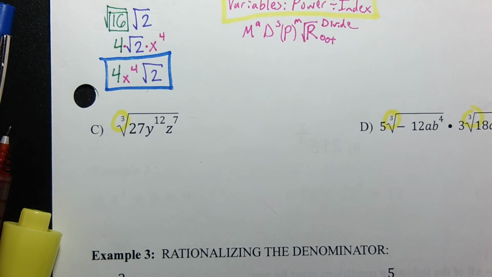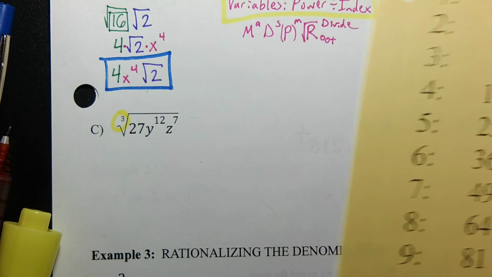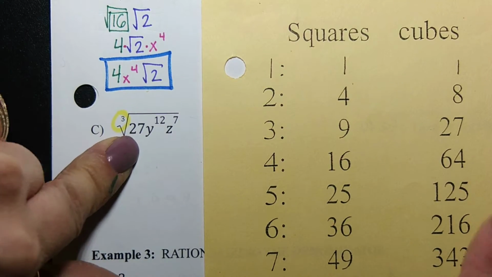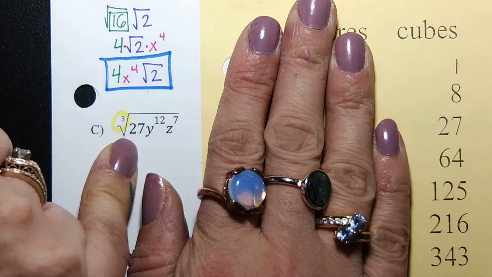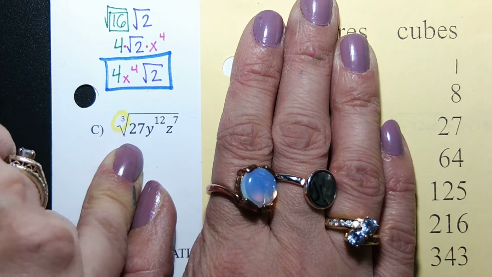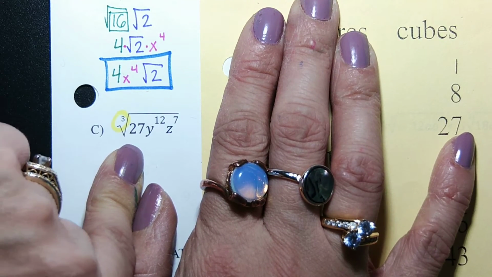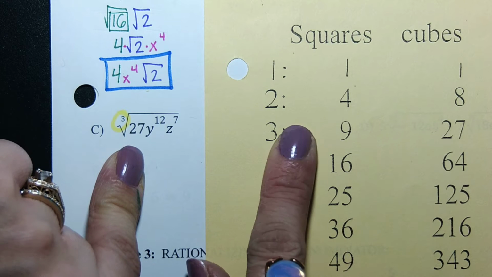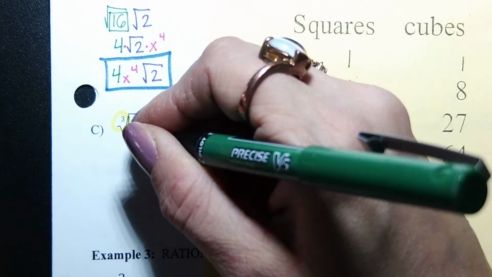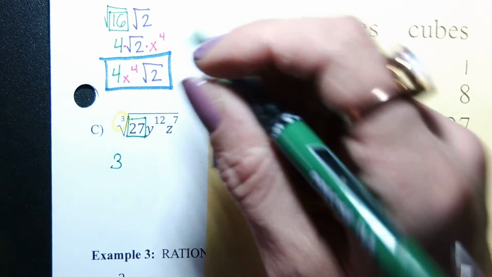We're going to go ahead and move down to example C next. We first identify the index of the radical. This is a cube root. So I don't want to break 27 down into 9 and 3 because 9 is a perfect square. We instead want to look at our cubes column, and we see that 27 is a perfect cube. So what is the cube root of 27? The cube root of 27 is 3. So 27 is a perfect cube, and the cube root of it is 3.